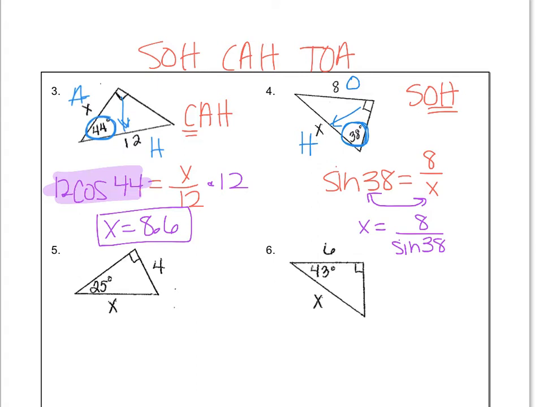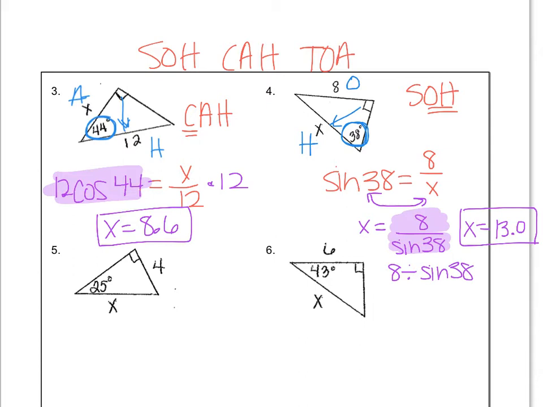When you type that in your calculator, you have to use the division key. You can't use the fraction button. So it's going to be 8 divided by the sine of 38. And that should give you that X is equal to 13.0 is what it rounds to.